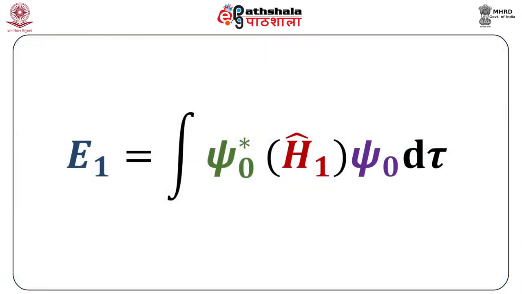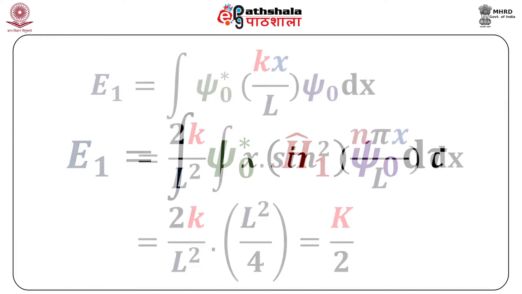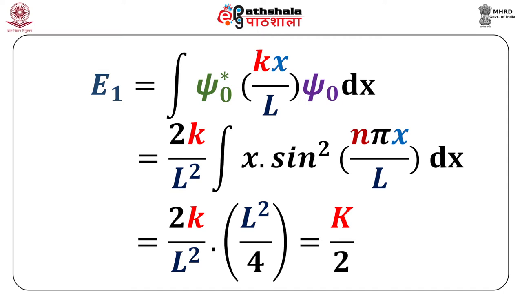Now, if we substitute this into our earlier equation, we get straightaway the first order correction to energy due to perturbation, and as you can see, we are solving this here. ψ0*, as you know, is the wave function for the unperturbed system, which we have already mentioned. Then we put H1, which is the corresponding correction, and if we substitute all this, we get the first order correction to energy due to perturbation, which comes to be K/2.